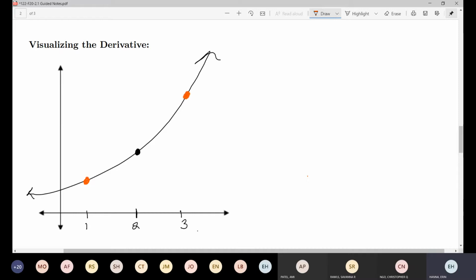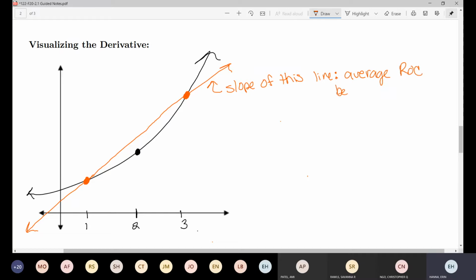Let me stop and backtrack. Here we are. Say I eventually want to work up to the instantaneous rate of change at 2. How do I do that? Because I only know how to calculate average rates of change. Well, I could calculate the average rate of change between 1 and 3. The slope of this line would be the average rate of change between 1 and 3. So remember, the average rate of change is a slope. So it's going to be the slope of that line between 1 and 3.